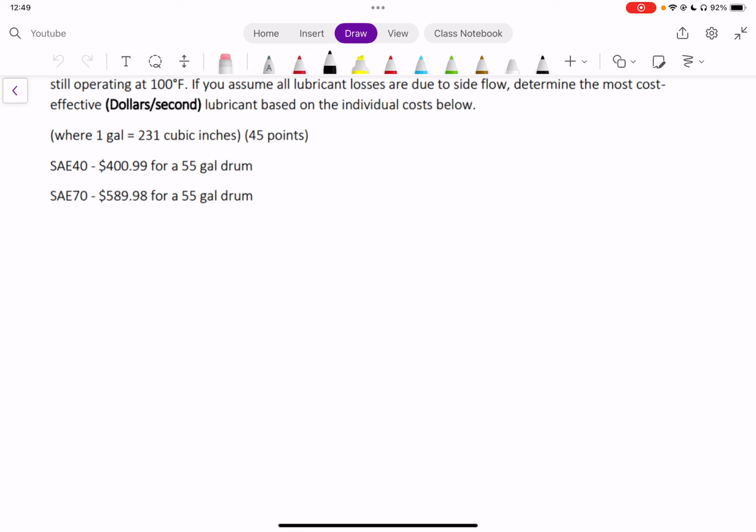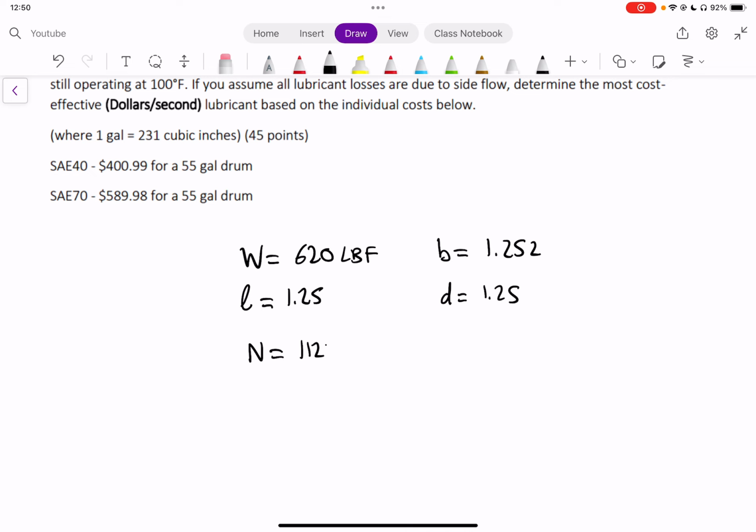So first things first, we know that W is equal to 620 pound force from the question. We also know that B, or the bushing diameter, is 1.252. D is equal to 1.25. L is equal to 1.25 as well, giving us an L over D of 1. Okay, that's going to be very important to us. And then our N value is equal to 1120 RPM, which turns out to be 18.67 RPS. And we're going to use a lot of RPS, so we want to convert that immediately if we can.